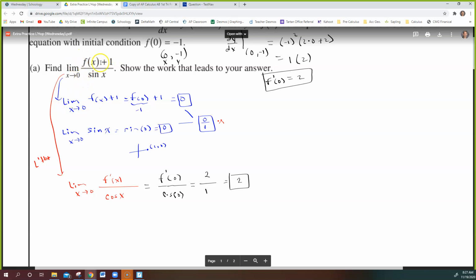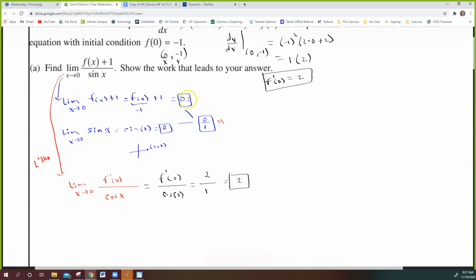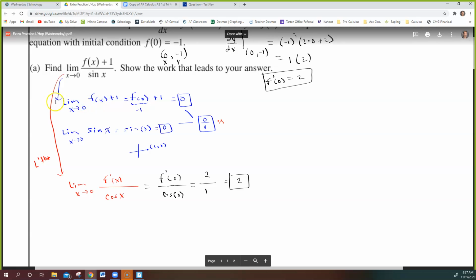I took the numerator as a separate limit right here. Notice all I did was write the limit as x goes to 0 of f of x plus 1, and then I plugged in 0 and evaluated it. You have to show this step. You have to show that for the original numerator, you can't plug in 0 right away. If you skip this first part right here, you're not going to get full credit.